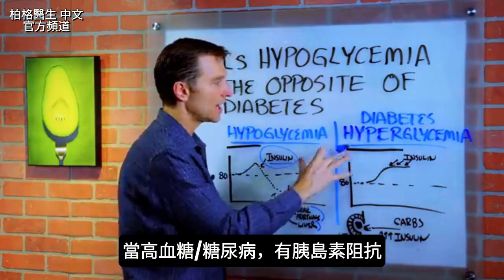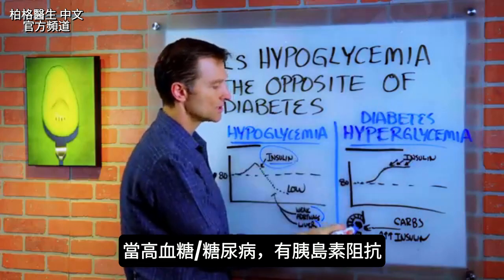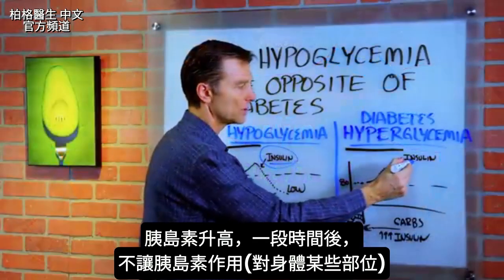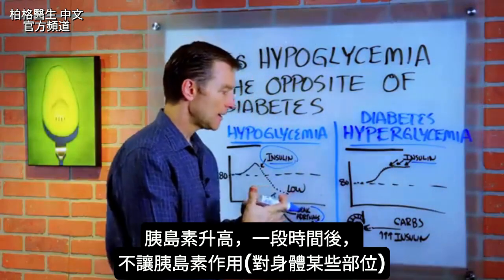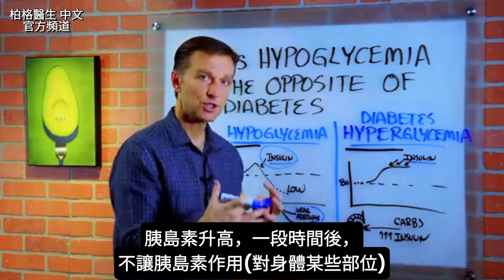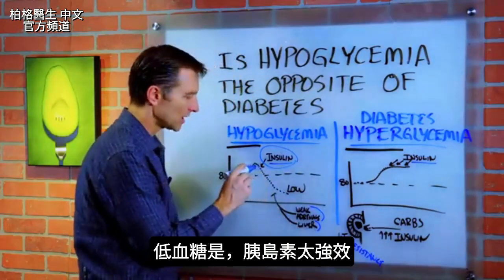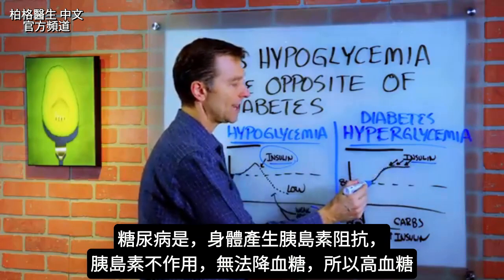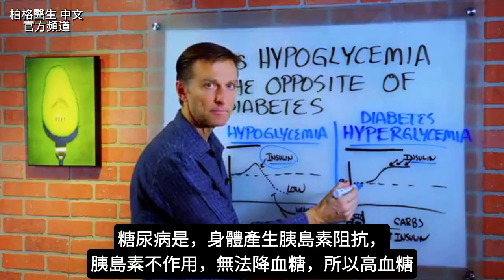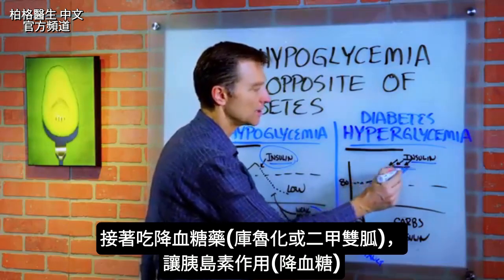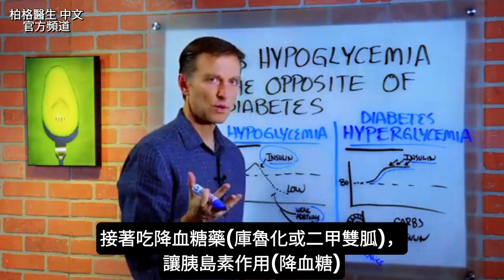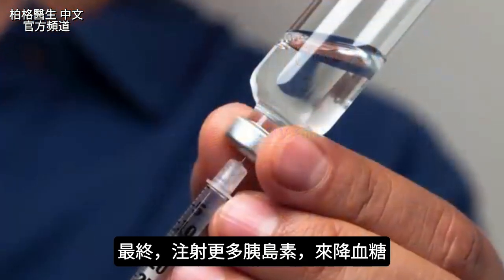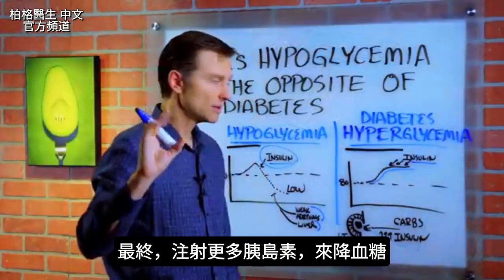Now, what happens in hyperglycemia or diabetes is you have insulin resistance. So you still have the spike of insulin. Over a period of time, the body is adapting to it, so it's basically blocking the insulin from working in certain places in the body. See, right here, it's working too much. So now your body creates resistance, and now it doesn't work at all. So now there's really nothing to push the sugar down, so it stays high. Then you have to take medications like Glucophage or metformin, same thing, to actually open this up. And eventually someone takes more insulin to push it down, which is a whole different video.